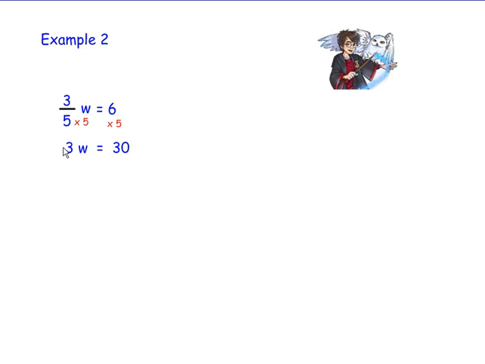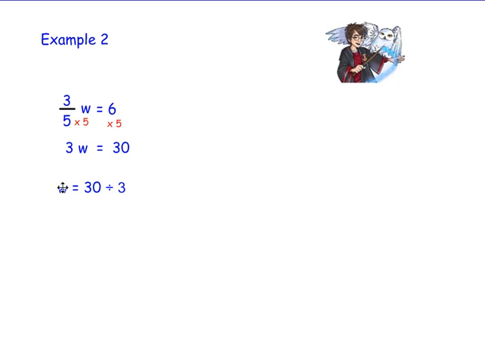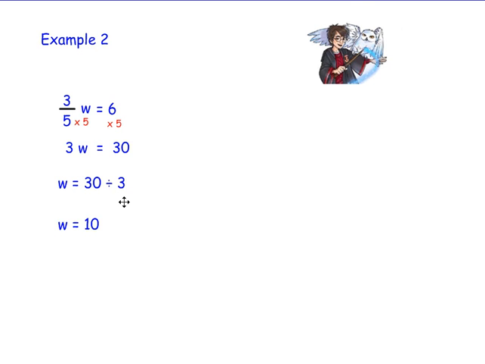So to remove this 3 here, there's a hidden term in there, it's times. So to move it from one side to the other, I actually have to divide both sides by 3. Okay, so 3w divided by 3 will remove that 3 on that side. 30 divided by 3 equals 10.